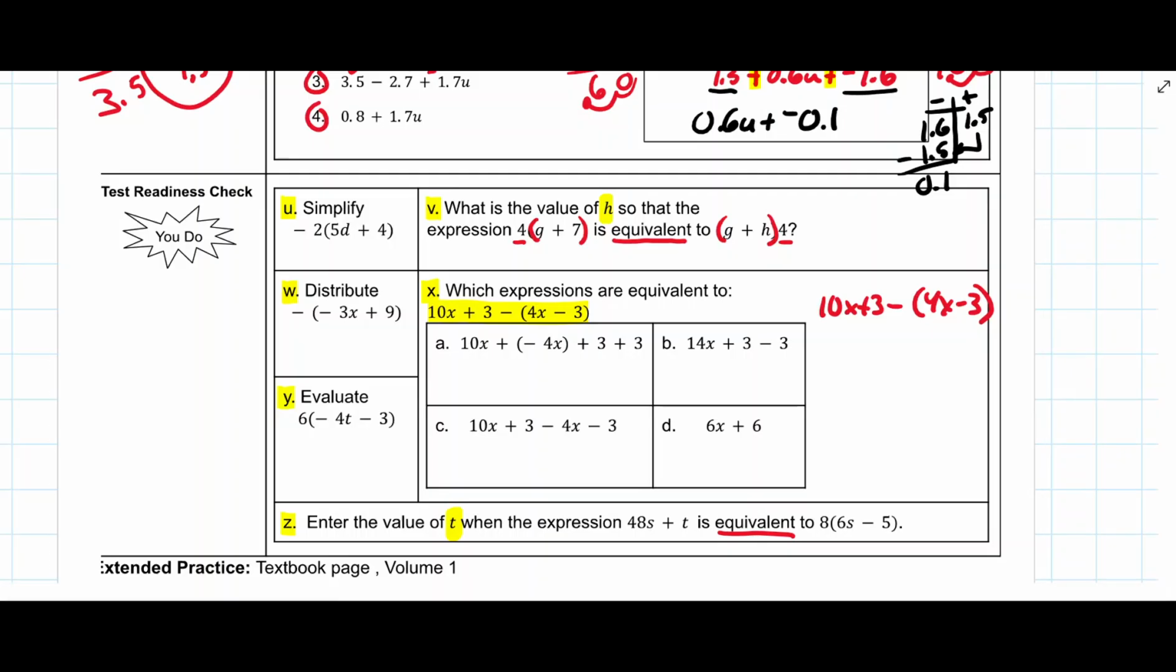All right, this is negative 2 times 5d. A negative times a positive is a negative 10d. And negative 2 times positive 4 is a negative 8. So your answer is negative 10d plus negative 8. Go ahead and pause the video and try V. Pause now.